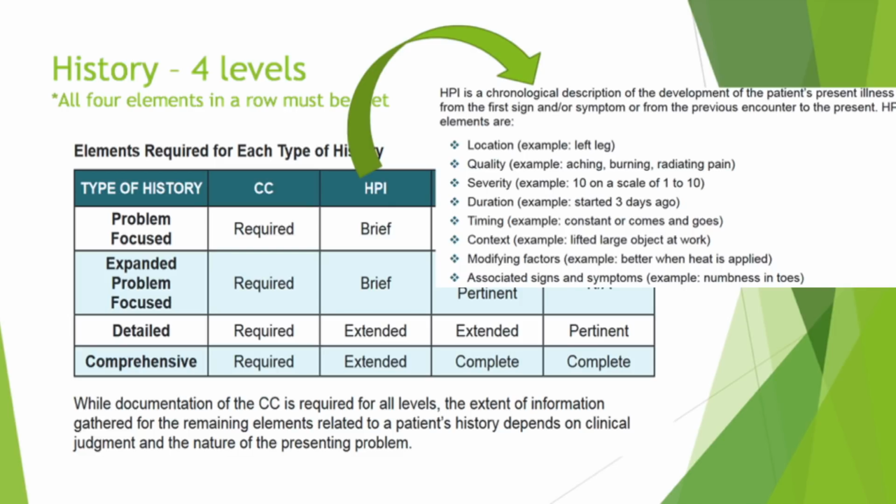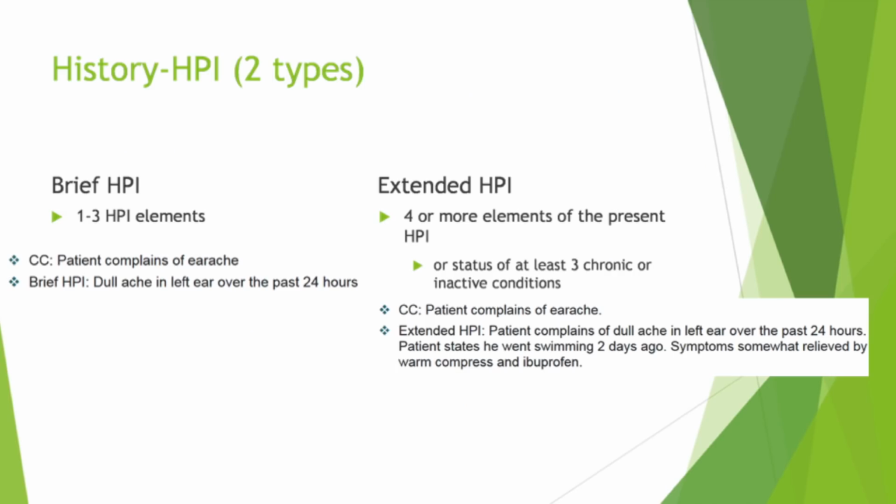The HPI should include the OPQRST details or 7 attributes of the illness or presenting issue. The 2 types of HPIs are brief and extended. A brief HPI includes documentation of 1 to 3 HPI elements. In this example, 3 HPI elements, location, quality, and duration, are documented on the left-hand side. An extended HPI requires 4 or more elements of the present HPI. In this example, we can see that there are 5 HPI elements covered: location, quality, duration, context, and modifying factors.